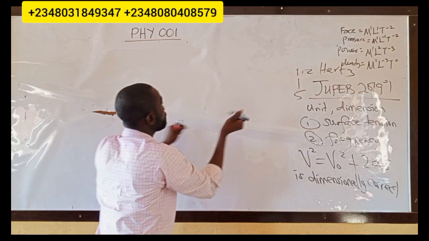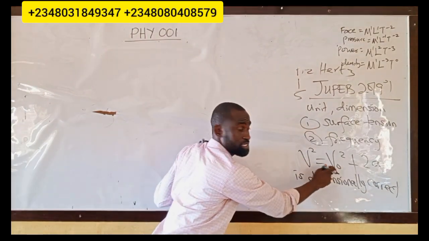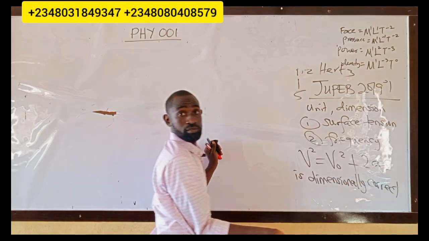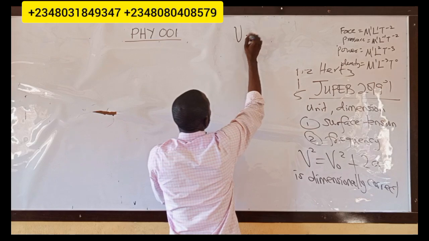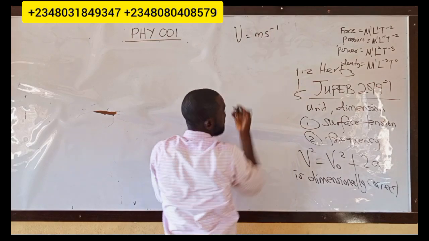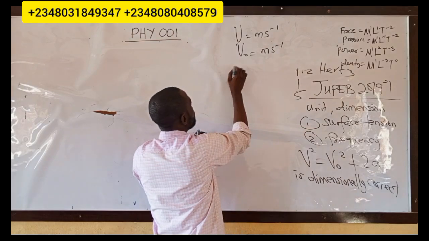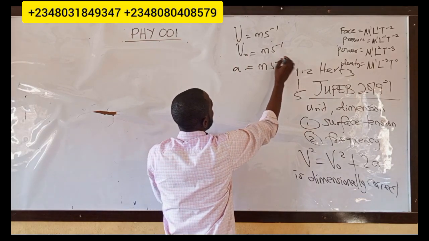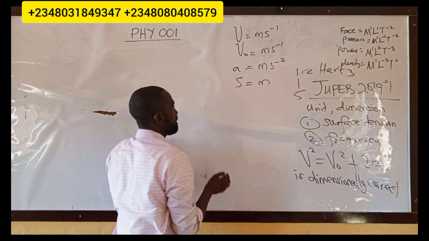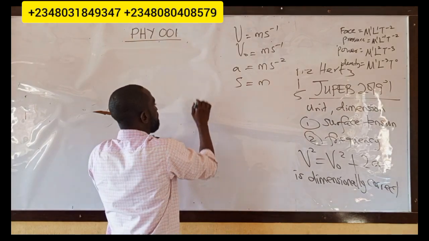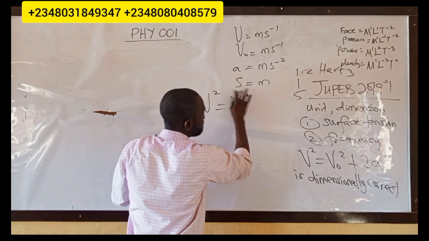So the first one, to show whether this is correct or not: final velocity, initial velocity, acceleration, distance. Our final velocity is going to be in meter per second. v naught is also meter per second. Acceleration is in meter per second squared. The distance is in meter. So let us confirm: v squared equals v naught squared.